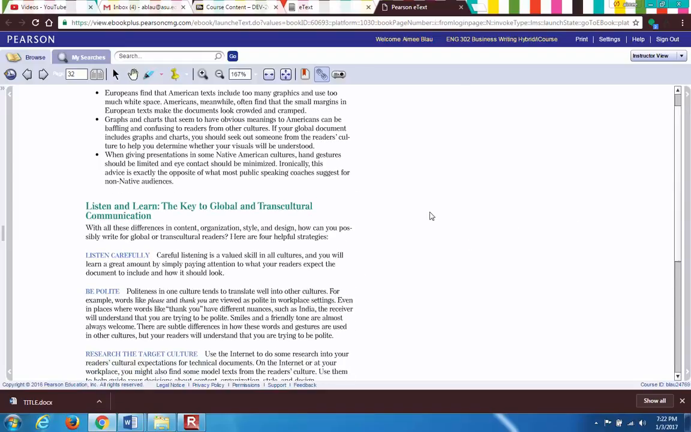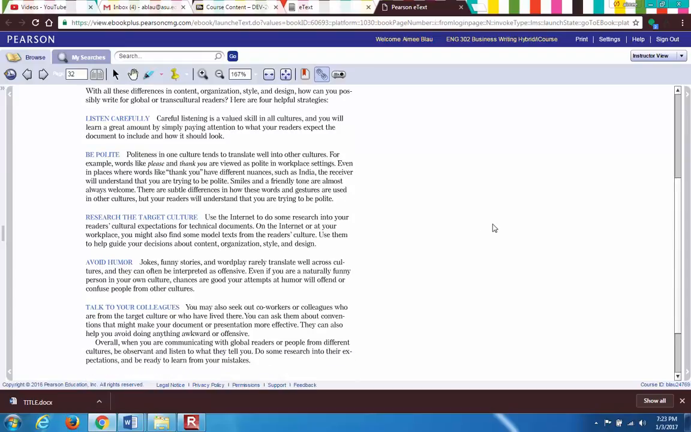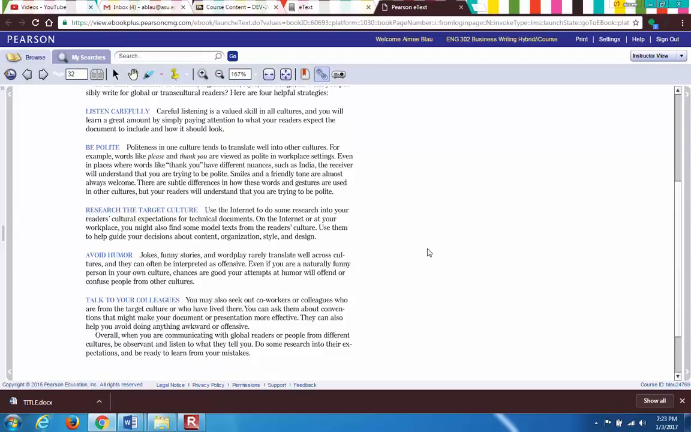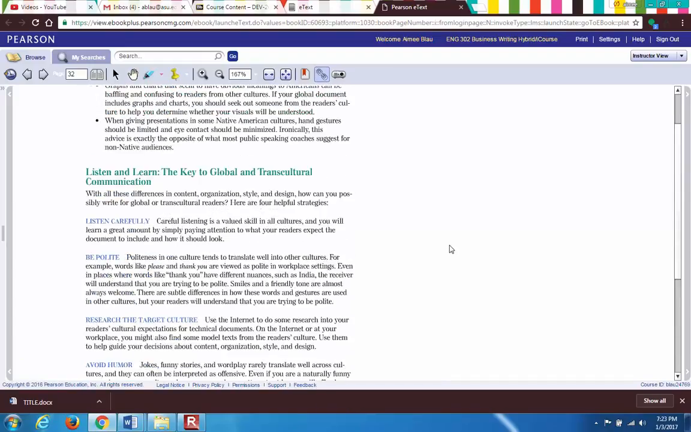At the very end it gives us some ideas on what to do to help us communicate better. Listen carefully. Be polite. And I think understanding what would be considered polite in that culture means that you need to research the target culture. Avoiding humor is a good idea, especially because some jokes don't translate very well. And then talk to other colleagues and make sure that you are communicating and organizing your writing in ways that will be helpful to your audience. So that's with more of a business spin.